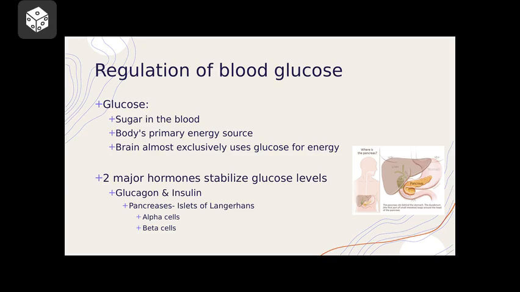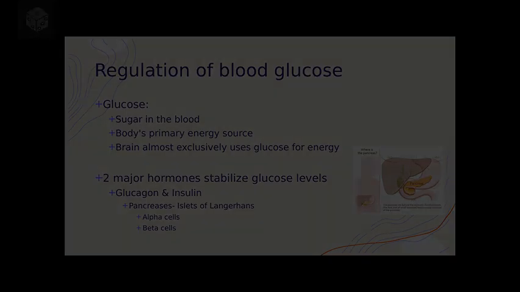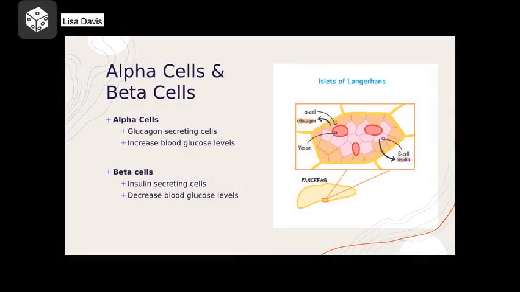We've got two major hormones that are going to be our big players when we talk about glucose levels. We've got glucagon and insulin. Both hormones are going to be secreted by the pancreas in an area of the pancreas called the islets of Langerhans. Sounds very fancy, doesn't it? Inside of the islets of Langerhans, we've got alpha and beta cells. Our alpha cells are going to secrete glucagon. Glucagon is going to work to increase blood glucose levels.